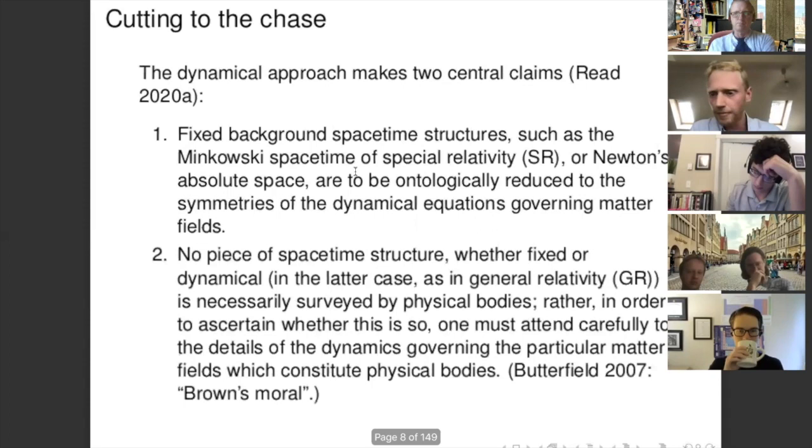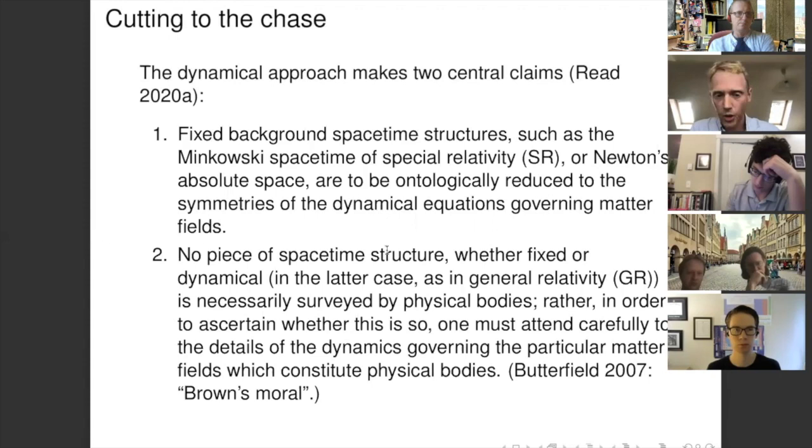The second core tenet of the dynamical approach is this, that no piece of space-time structure, whether it's fixed or dynamical, in the latter case that could be the metric field of general relativity, is necessarily surveyed by physical bodies, necessarily has its intervals read off by, say, rods and clocks. Rather, in order to ascertain whether that's the case, you have to attend to the details of the physics governing those rods and clocks.